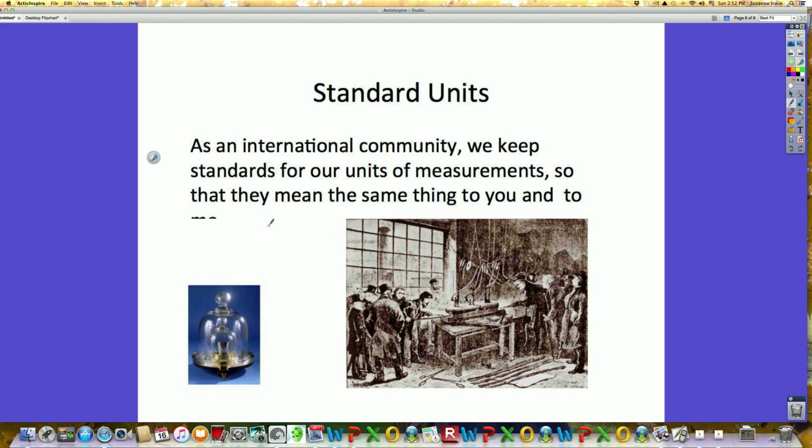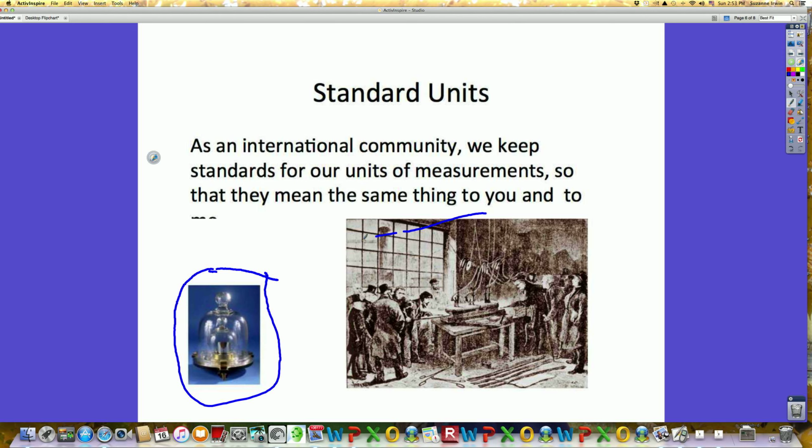So the scientific community keeps standards. In 1889, they took a block of platinum and another metal. I have to look up what it was. And it was about 2.2 pounds, and they designated that as a kilogram. And so that stays in a protected spot in Paris, somewhere in France. And so we always can go back to that to compare to make sure that we know our kilogram measurement really is a kilogram. And it was made of platinum and iridium.